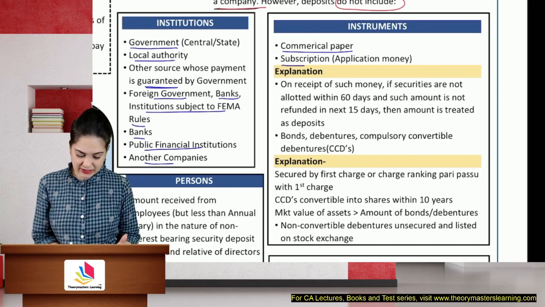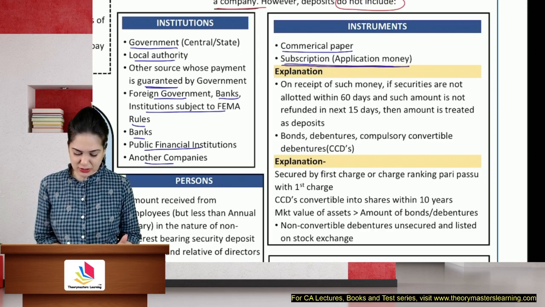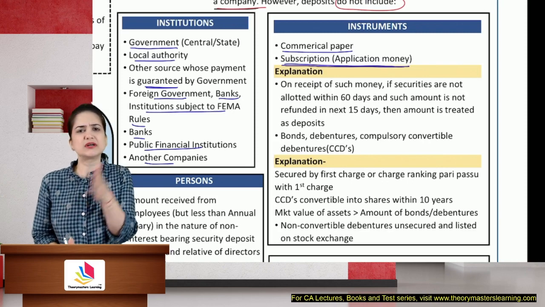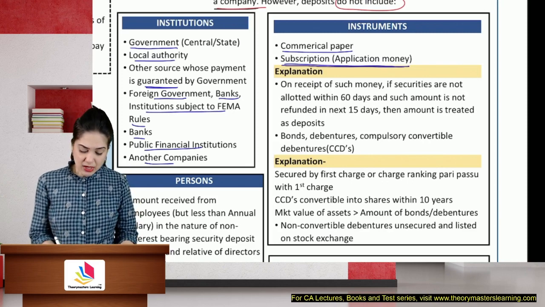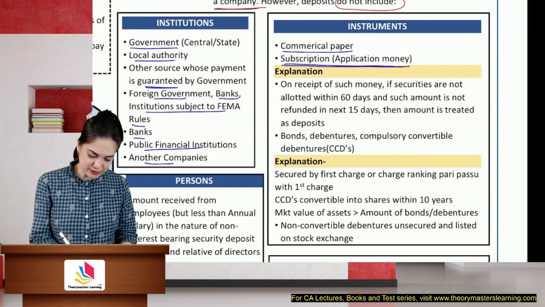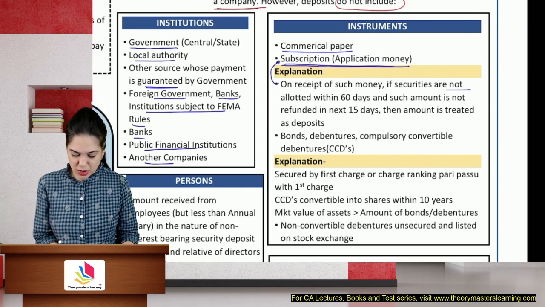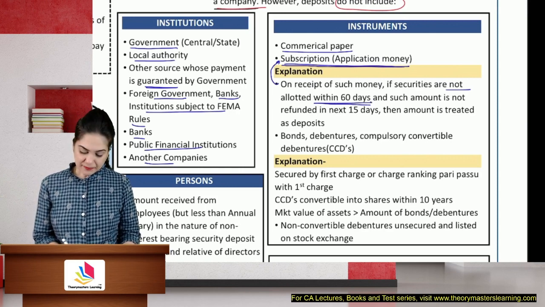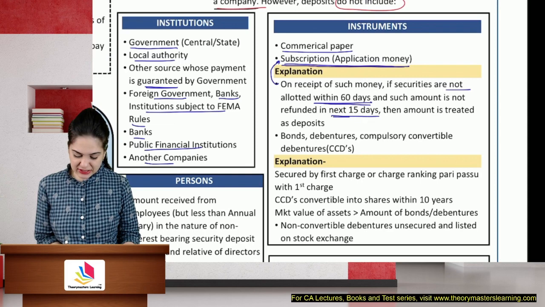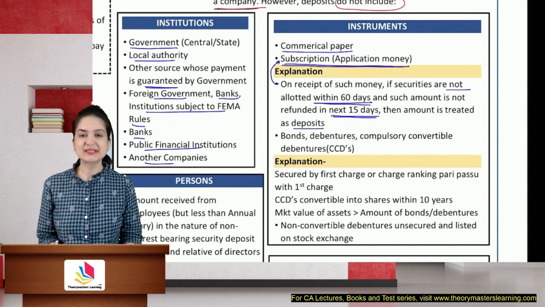Any money received like subscription amount, application money, that is not considered as deposit. It is money towards the nominal value of shares. On receipt of such money, this is an explanation for the above provision. If the securities are not allotted within 60 days and the amount is not refunded within the next 15 days, then the amount is treated as deposit.